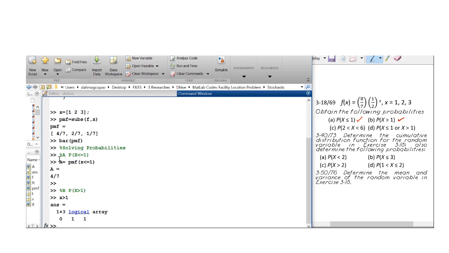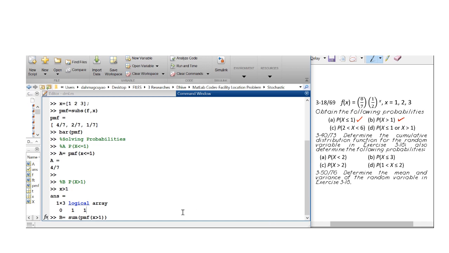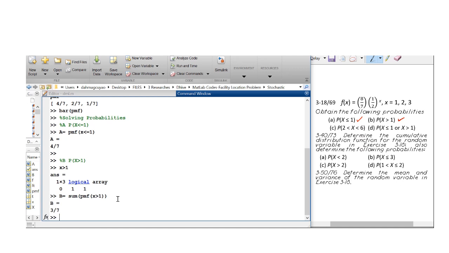So what we're now going to do is to solve for letter B, the PMF with x greater than 1. What we are going to do is get the sum of all of these probabilities, the sum of the PMF with x greater than 1. So 2 and 3 are greater than 1, so it should be 2 over 7 plus 1 over 7, that would be 3 over 7.